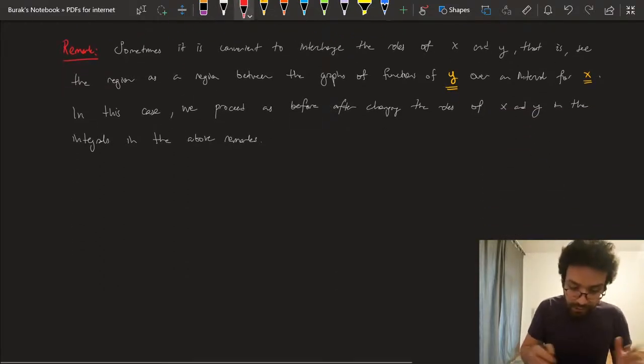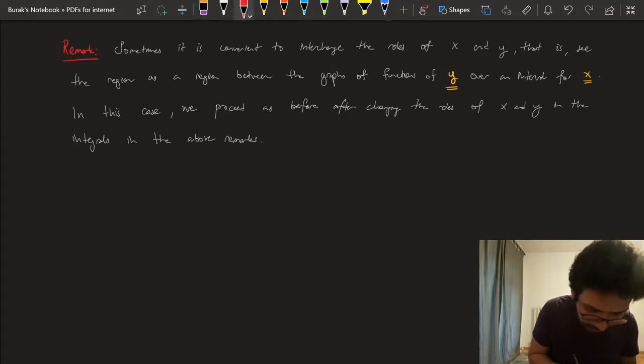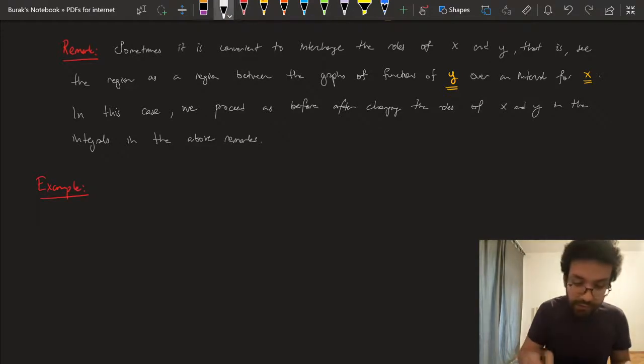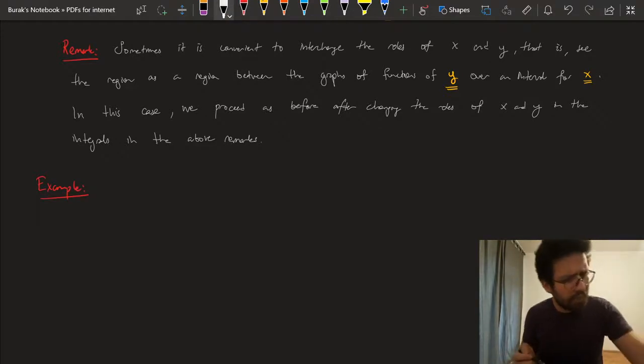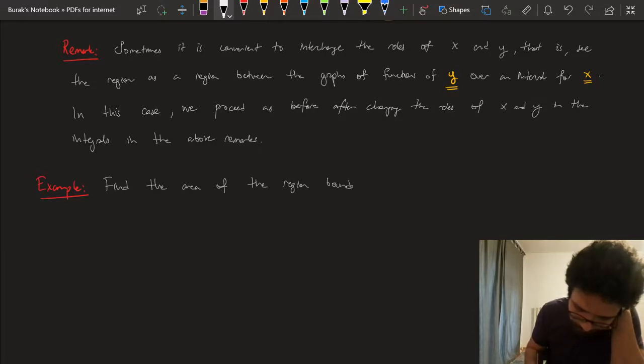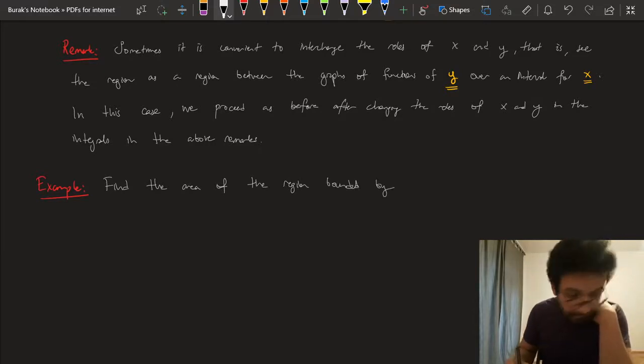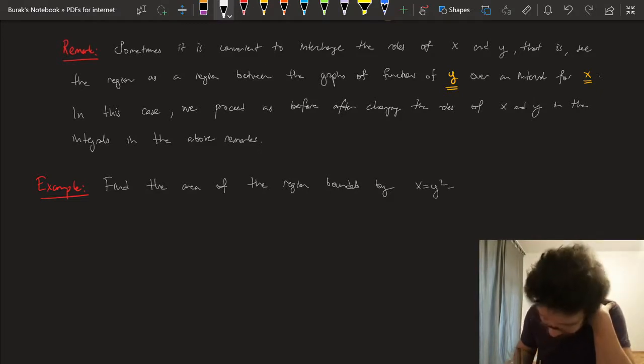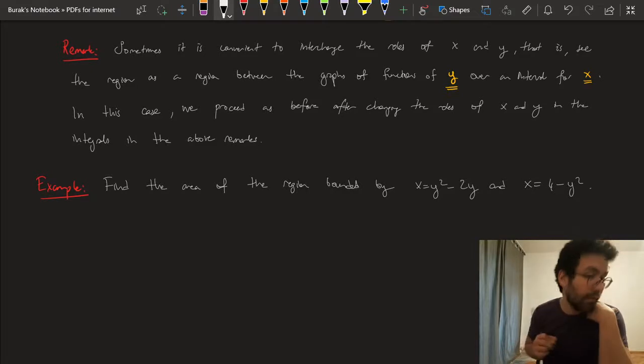Maybe I should solve a question so that what I meant over here becomes easier to understand. So I had one question. Find the area of the region bounded by x equals y squared minus 2y and x equals 4 minus y squared. Okay?